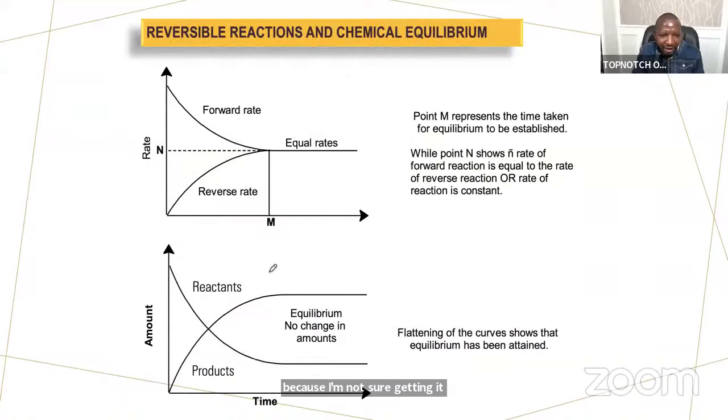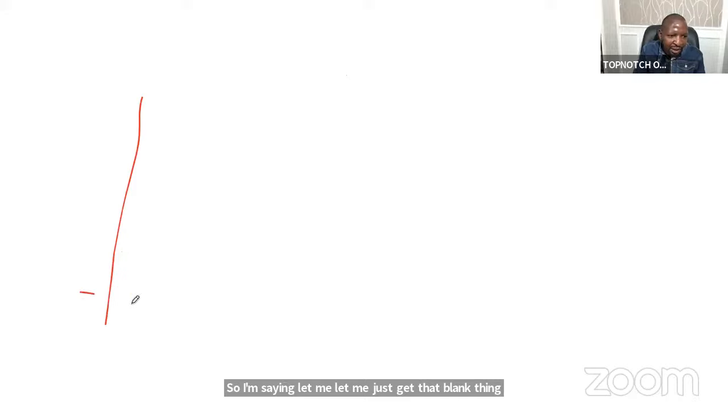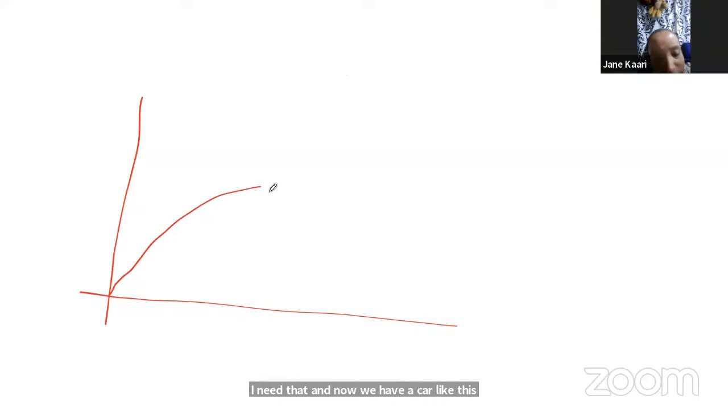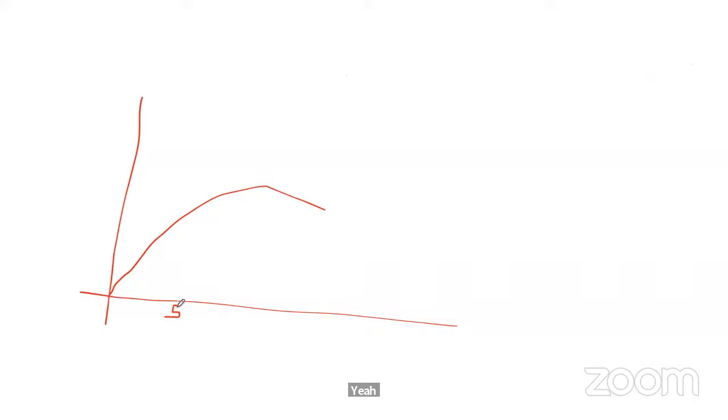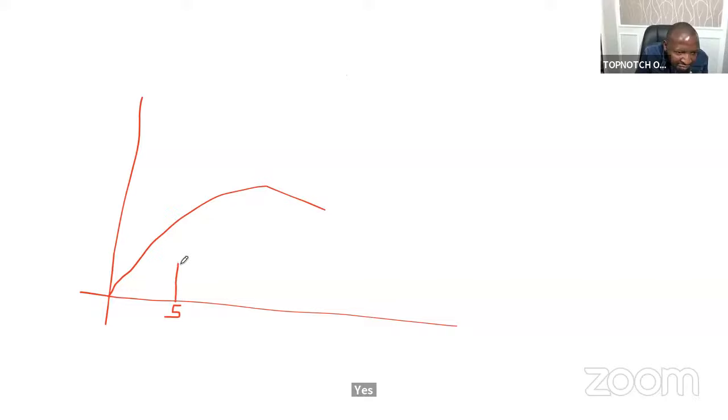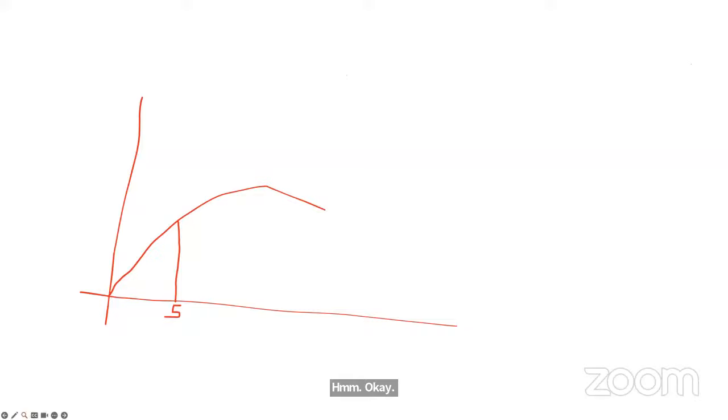So I'm saying, let me just get a blank page. You have something like that. Sorry. And then now we have a curve like this. Hello, Anna. This is now 5 minutes. Say you want to draw a tangent at 5 minutes. Are you together? Yes. It's now 5 minutes. So train the EV to see where it is. So at 5 minutes you go somewhere here, isn't it?